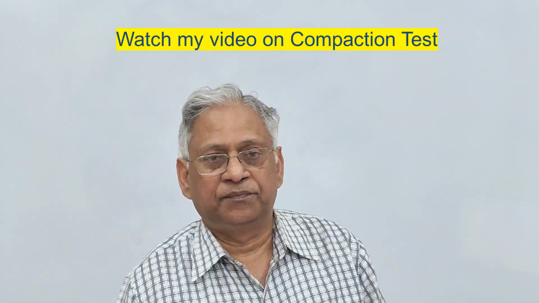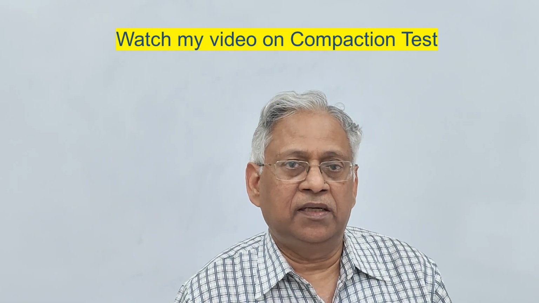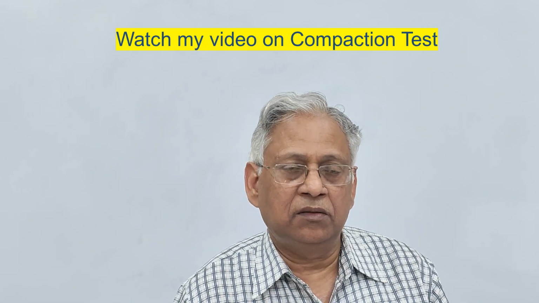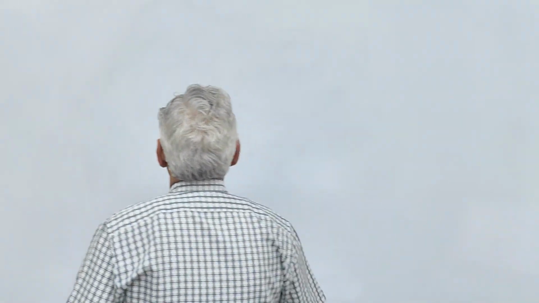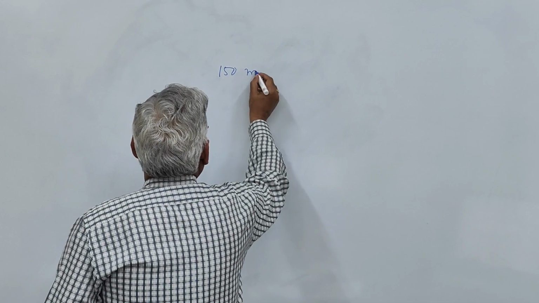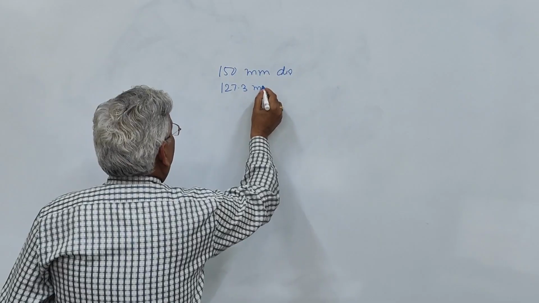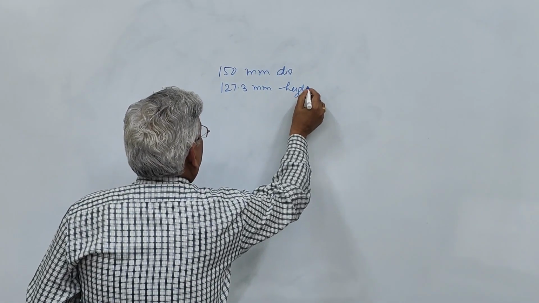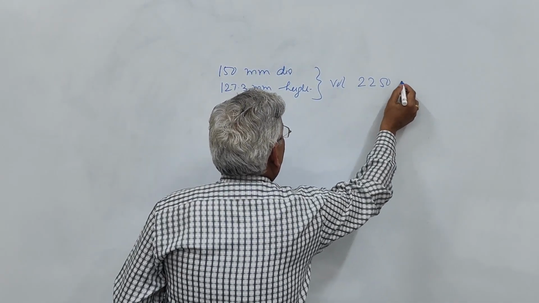After determining OMC and maximum dry density, the CBR mold can be prepared either using dynamic compaction or using static compaction. In case of static compaction, the exact amount of soil is calculated knowing the OMC and dry density. Say, for example, the size of the CBR mold is 150 millimeter diameter and 127.3 millimeter height, giving a volume of 2250 centimeter cube.